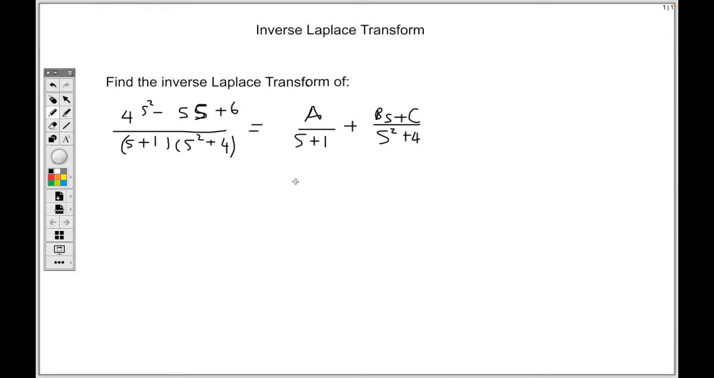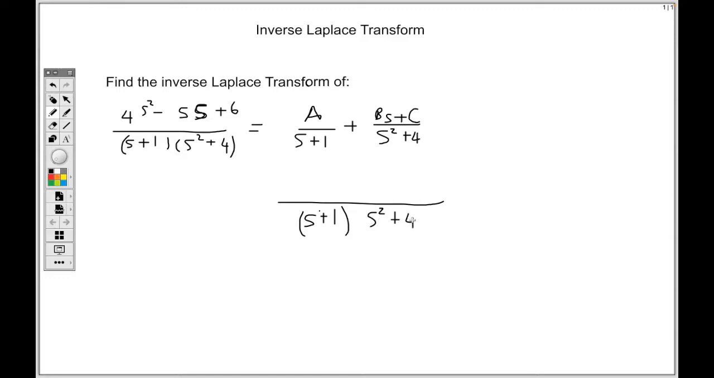Now let's find the LCM of this. So drawing my line, the LCM for s plus 1 and s squared plus 4 will be s plus 1 times s squared plus 4. So that will be my LCM, just like how you find the LCM for a fraction.